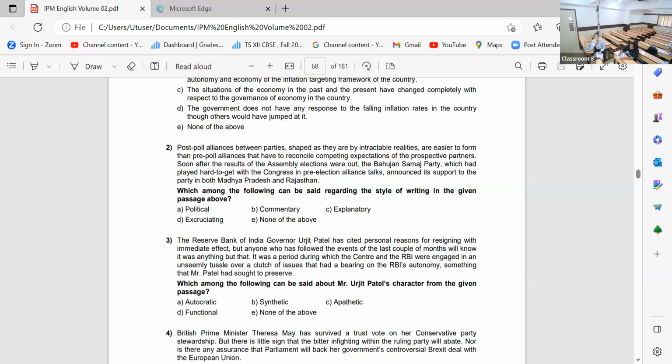So the third one talks about your Reserve Bank and they talk about your resigning reasons, events. It was a period when the government and RBI were engaged in a tussle over some issues. Mr. Patel had to preserve, sought to preserve. Pani, what do you think? The third one, right? Third one, yes. I guess option E, ma'am.